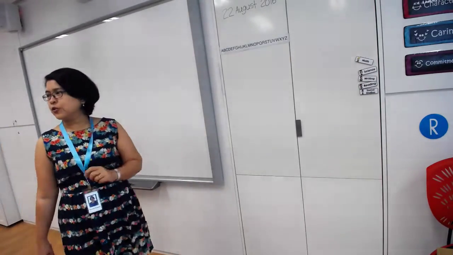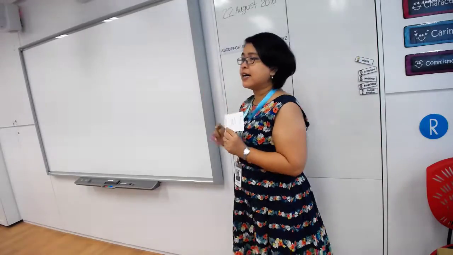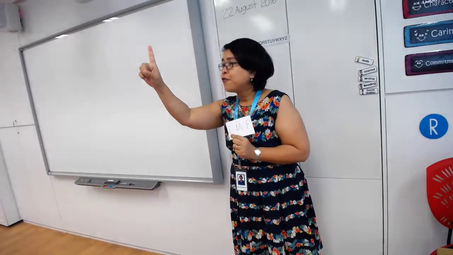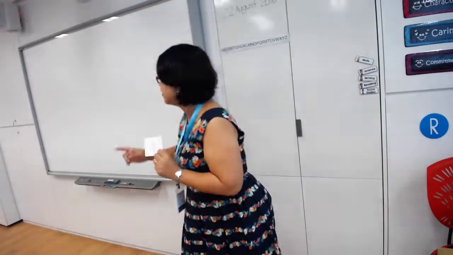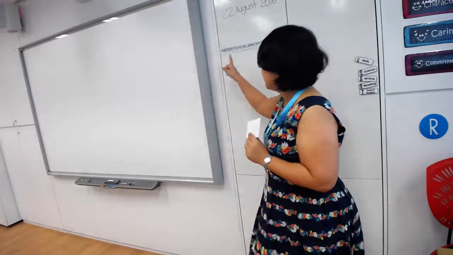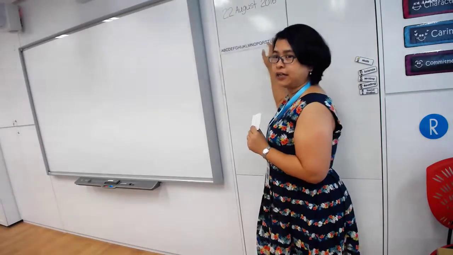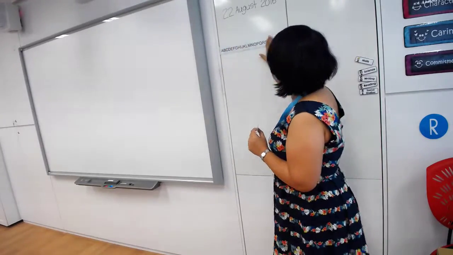Now let's review. What do you mean by initial again? Initial means the first, in the beginning. What do you mean by final? The end. The last one. What do you mean by medial? The middle, in the middle between the initial and the final. All the letters between are medial letters.